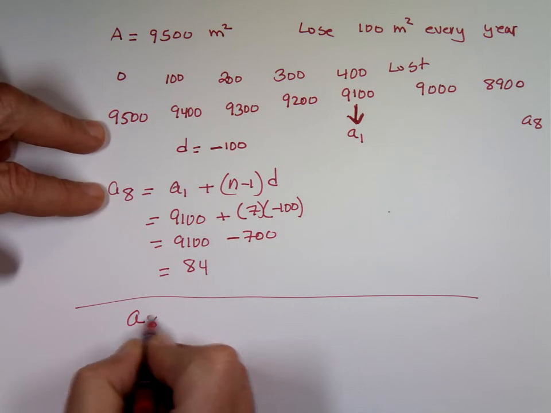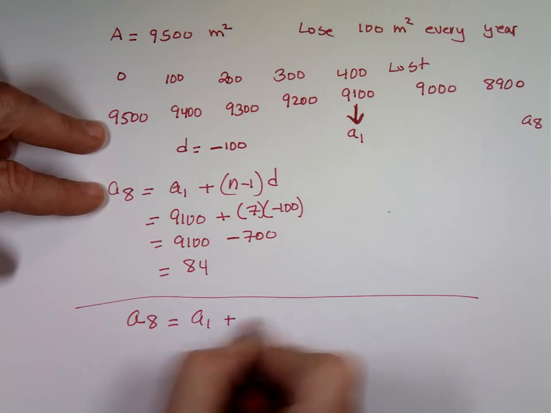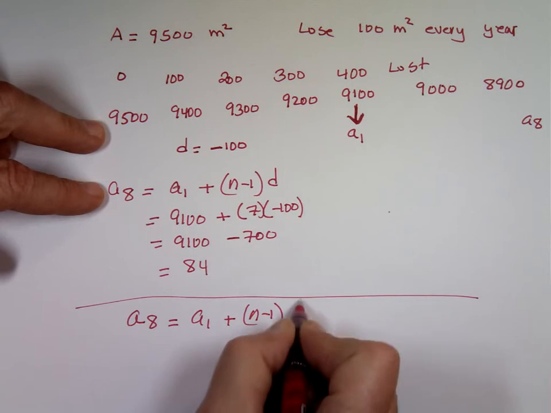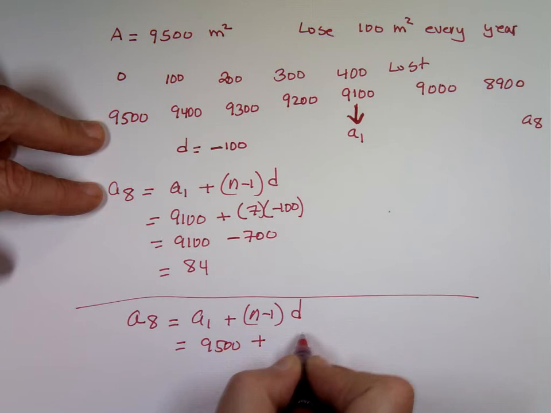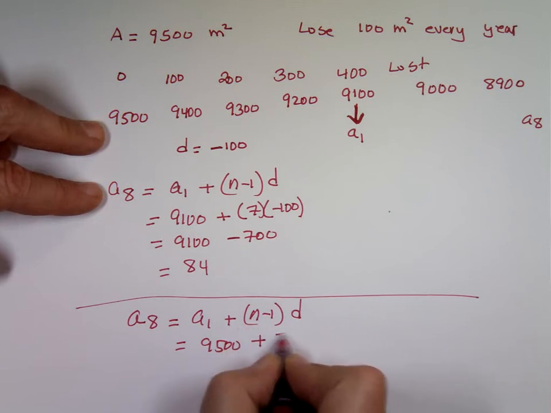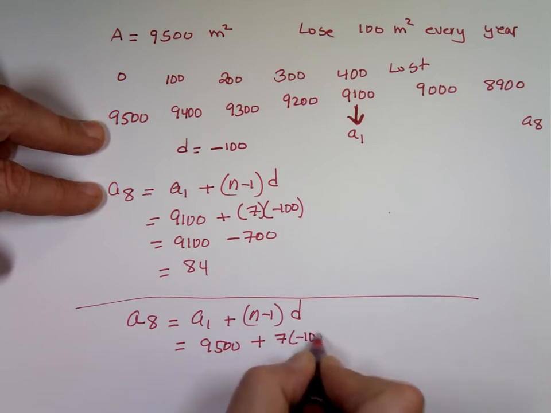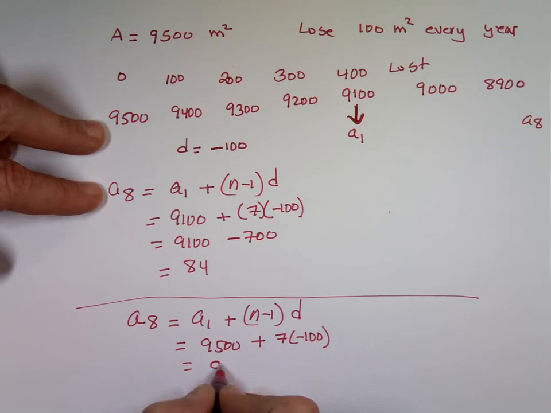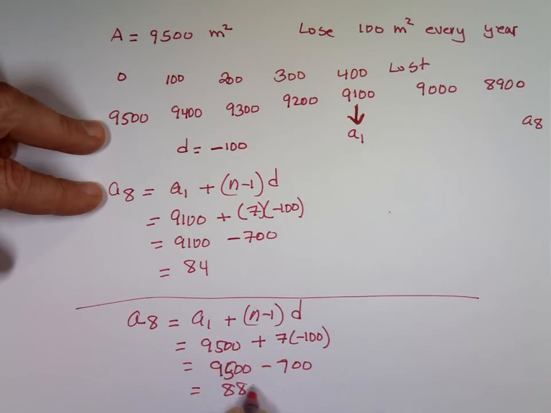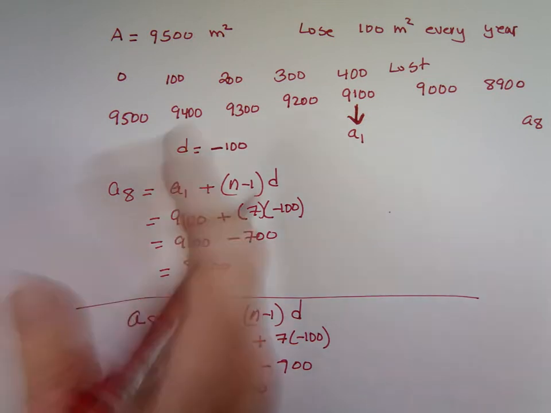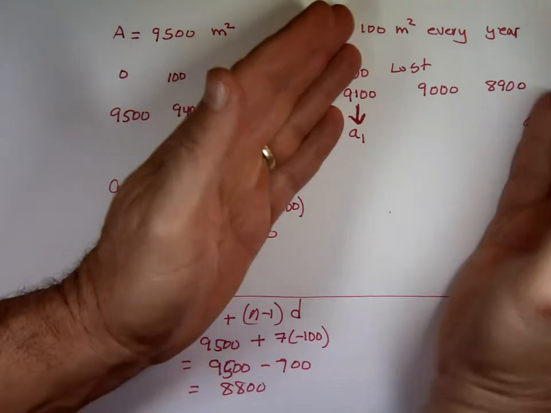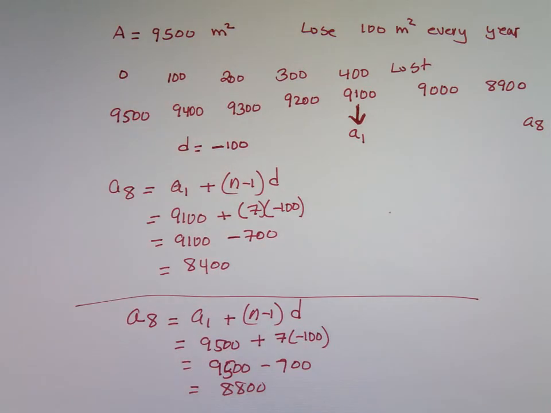If you think they meant this is 1, and 8 years from this date, then it will be A1 plus N minus 1 times D. A1 will be 9,500 plus N minus 1, which is 7 times a negative 100. Is that 88? Yep. So it depends what they meant by it, whether it's from this point or that. I'm looking at they meant from now. You're saying they meant from here. We can call them and say, tell me what you mean.